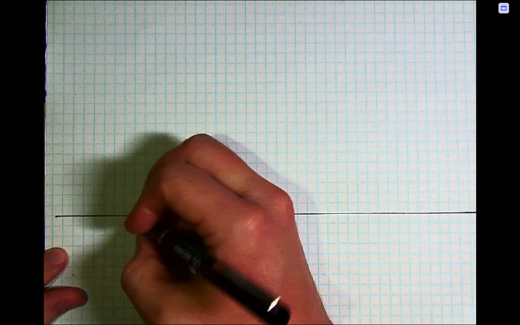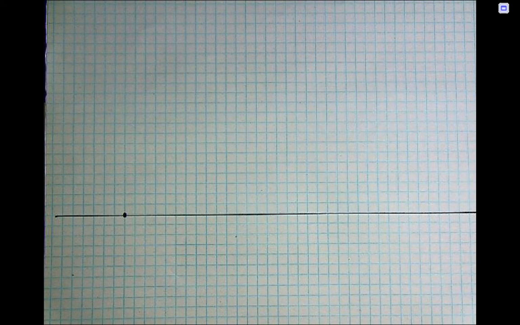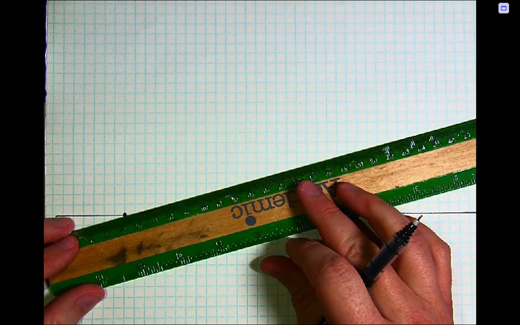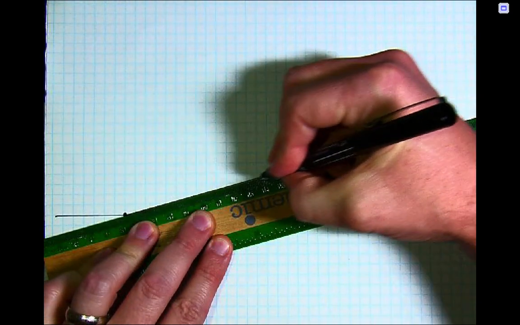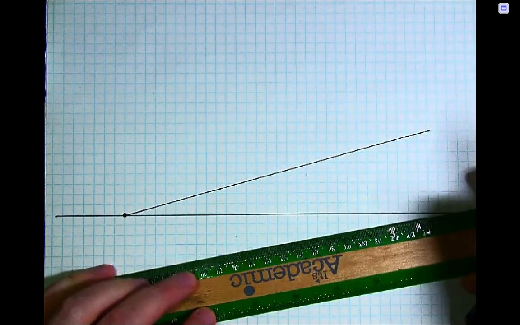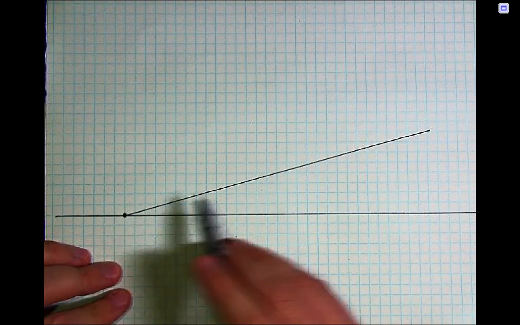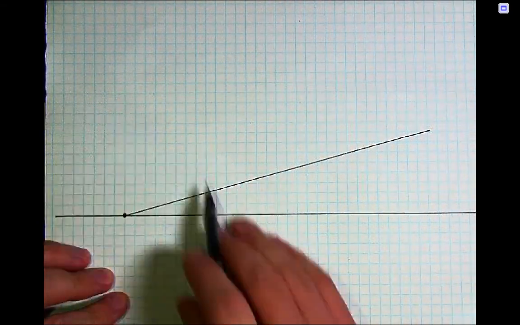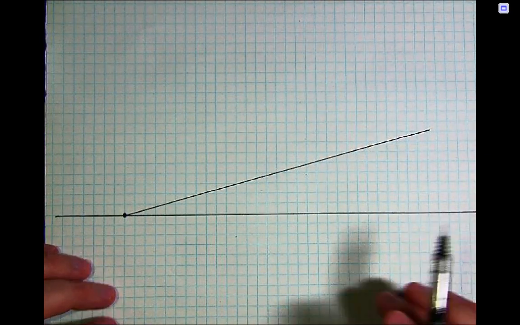So I'm going to start right here, and I'm going to create an acute angle with my ruler, and then I'm just going to go like that. Your acute angle can be wider than mine or narrower than mine. Don't make it a right angle. Make it an acute angle. But we want to have an acute angle to work with.